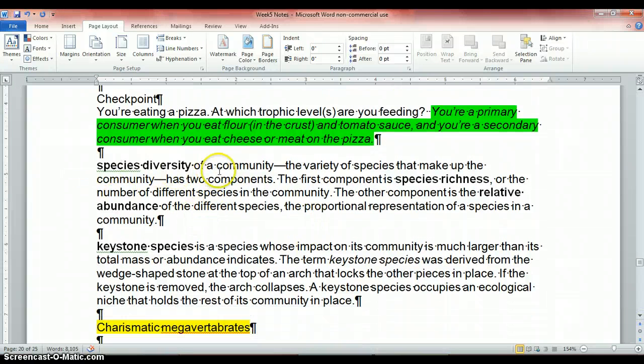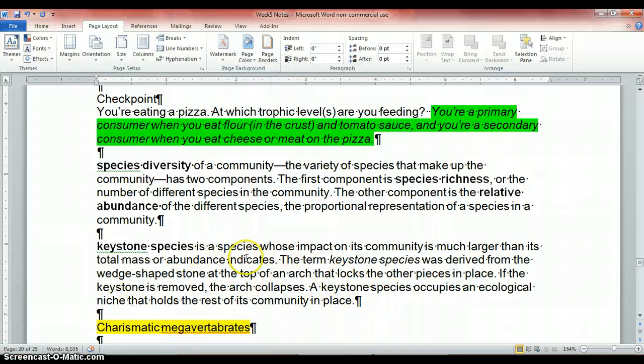Species diversity of a community is the variety of species that make up a community. It has two components. The first component is species richness, or the number of different species. The other is relative abundance, the proportion and representation of each species. Let's go through keystone species and then we'll end the video.